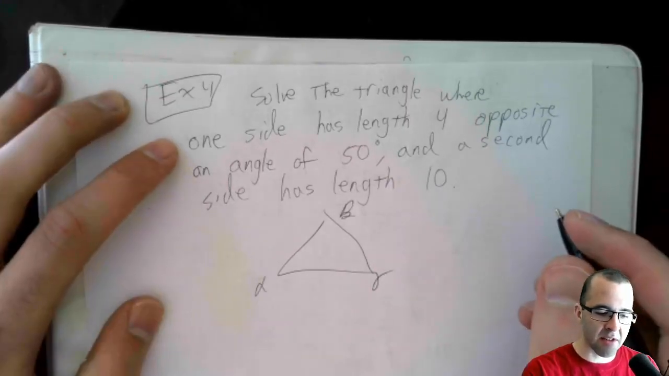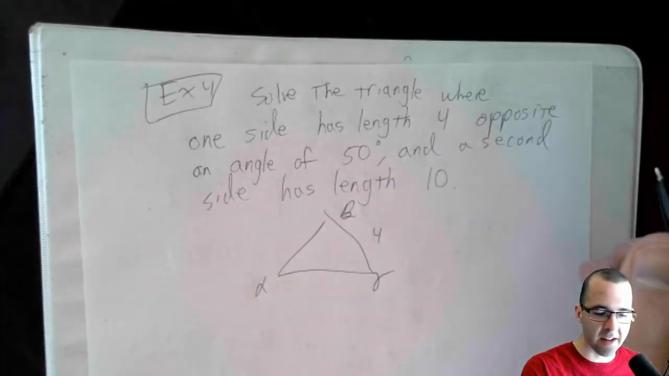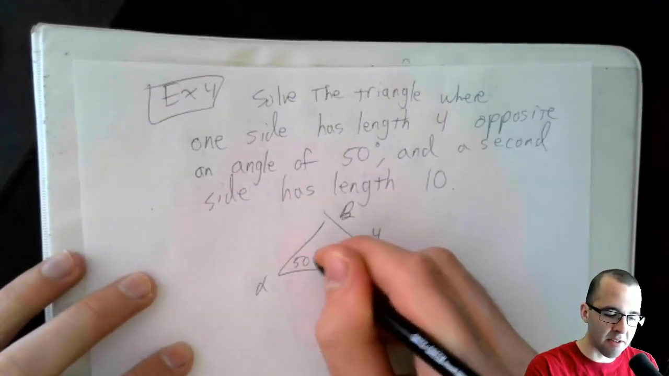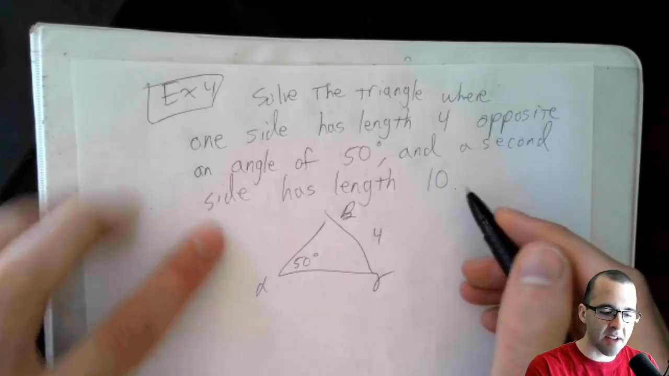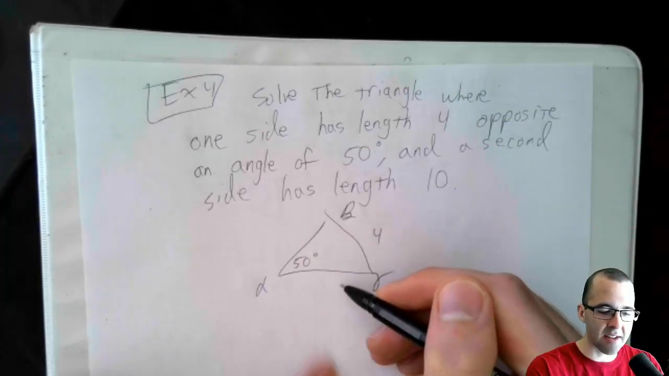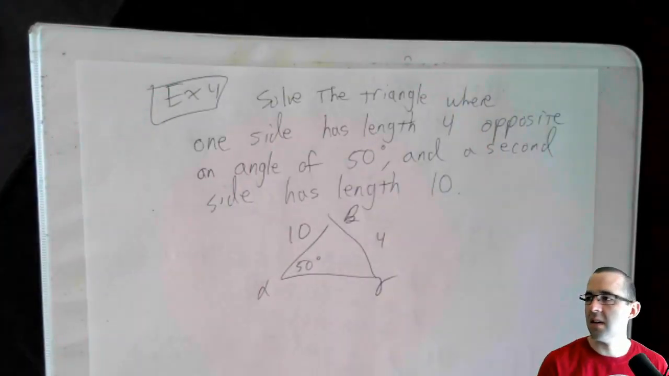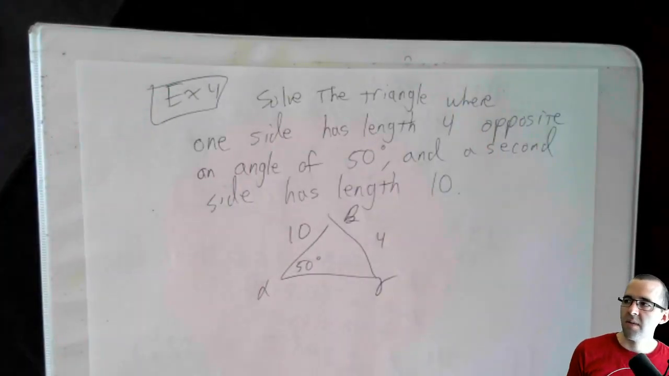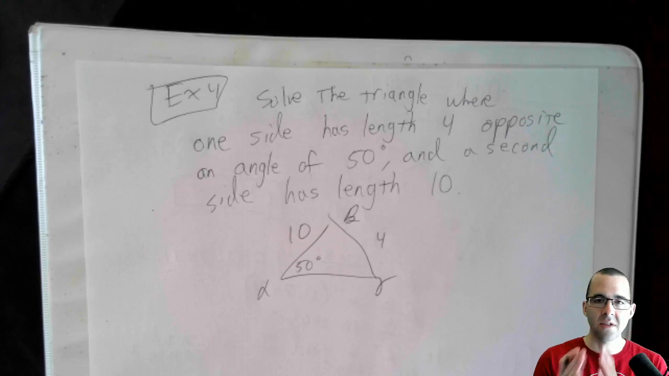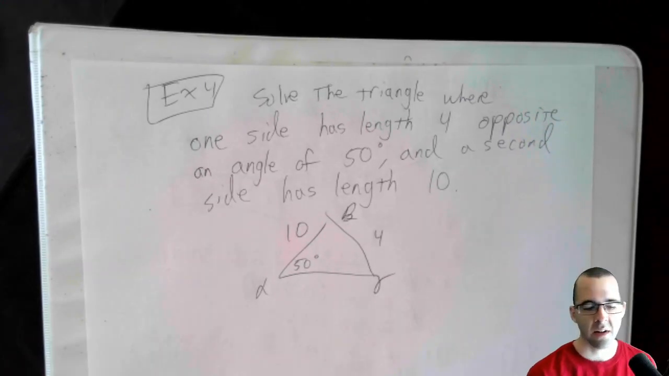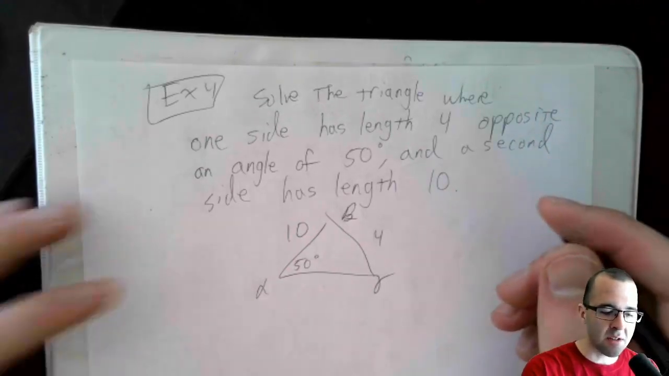So one side is length 4. Say that's over here. And it has to be opposite an angle of 50 degrees. So this is 50 degrees right here. And another side has length 10. So we could make this 10 or this 10. It doesn't matter. I just think it's a lot easier to solve these when you have some sort of visual aid, when you can see it. Okay. So just like before, we need to use the law of sines.